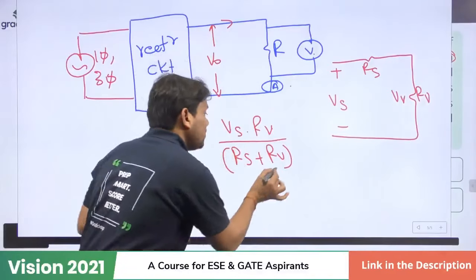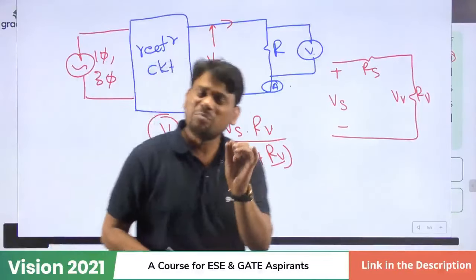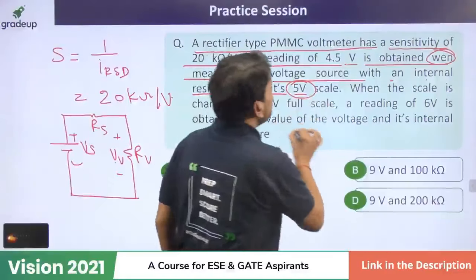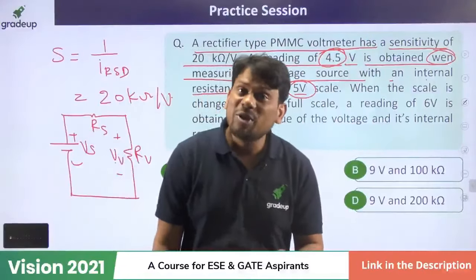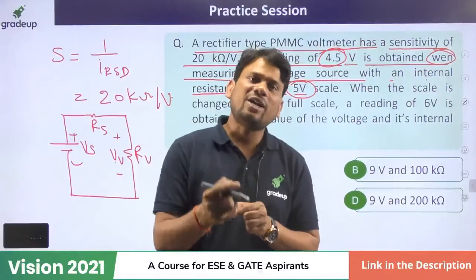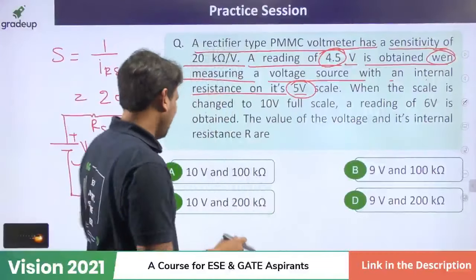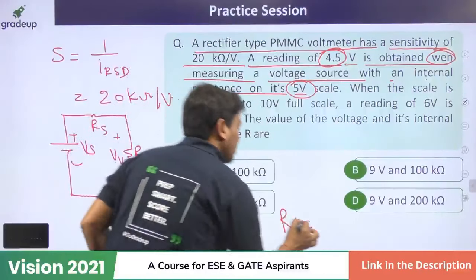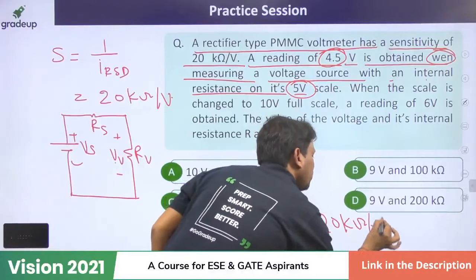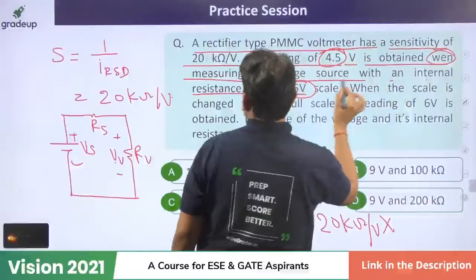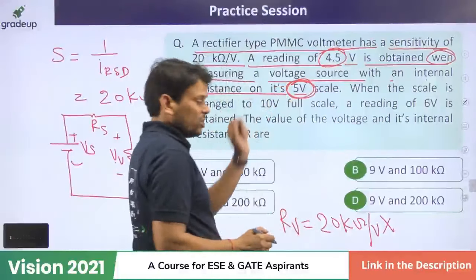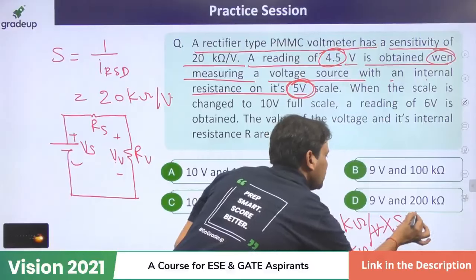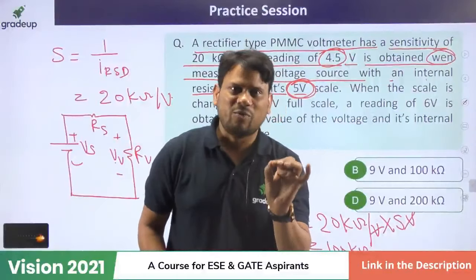Dear friend, try to understand all those things. First, we require the value of Rv, because Vv, the voltage measured by the voltmeter, is already given and is nothing but 4.5 volt. What will be the Rv? We can calculate Rv by the sensitivity. Voltmeter resistance is 20 kilo ohm per volt into the range of this voltmeter, and the total voltage applied is 5. So it will be 100 kilo ohm. Volt and volt cancel. This is the Rv. Okay.